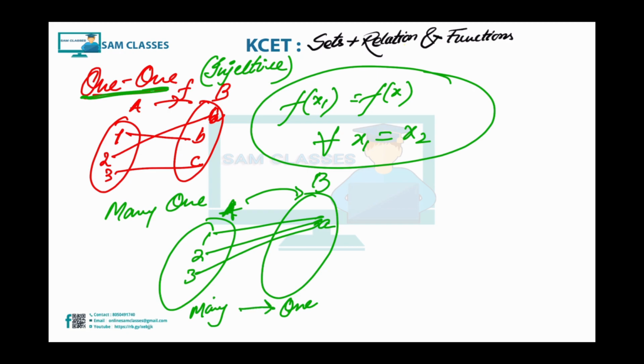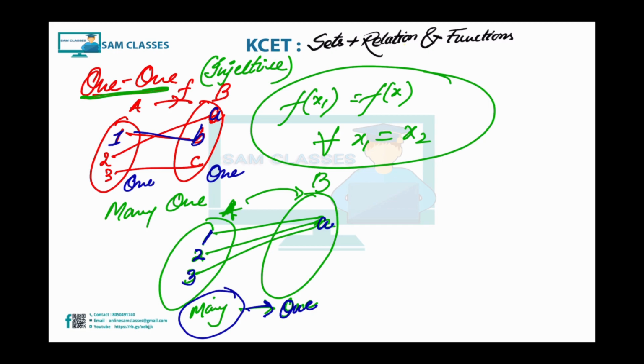You don't have to mug up anything. Many means more than one value of set A is related to one value of set B. That is known as many-one. Here it is one-one: one value of A is related to just one value of B. So that is one-one. Pretty simple like this.